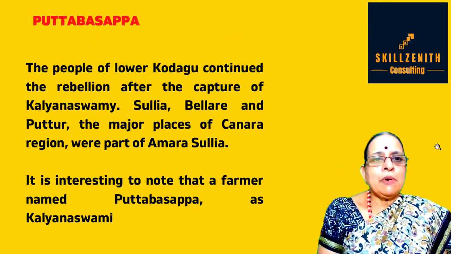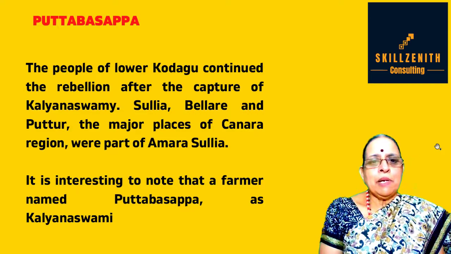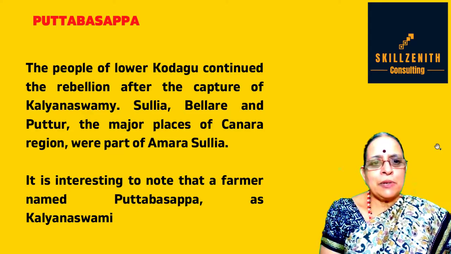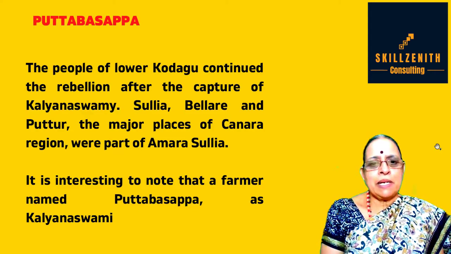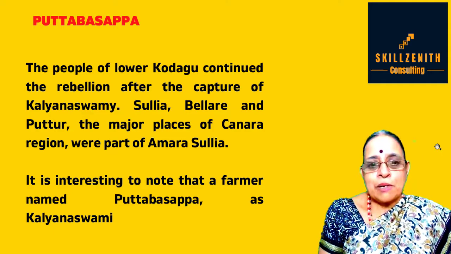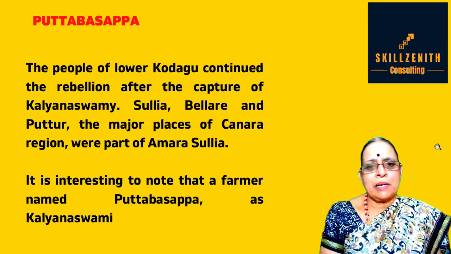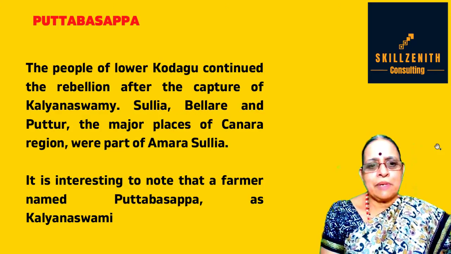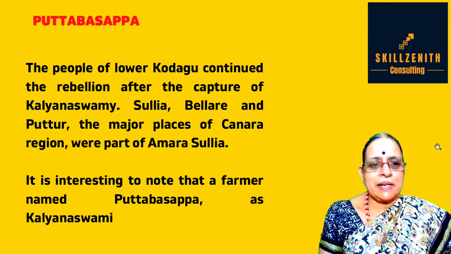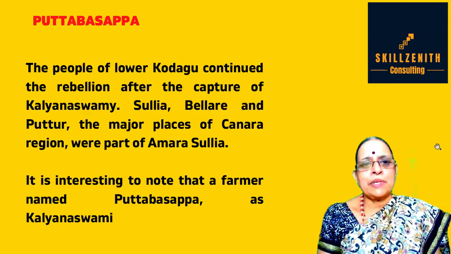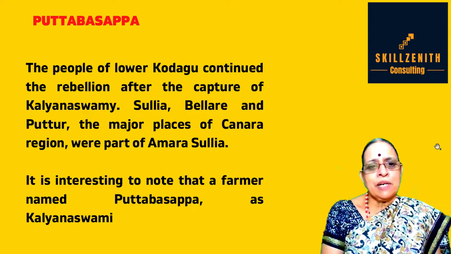Now let us learn about Puttabasappa. The people of lower Kodagu continued the rebellion after the capture of Kalyana Swami. The other part of Kodagu people continued the rebellion. Sullya, Bellare and Puttur, the major places of the Kannada region, were part of Amara Sullya. So in Amara Sullya there were some places like Sullya, Bellare, Puttur. These were the important places of the Kannada region, the coastal region. So the people of lower Kodagu continued the rebellion after the capture of Kalyana Swami.